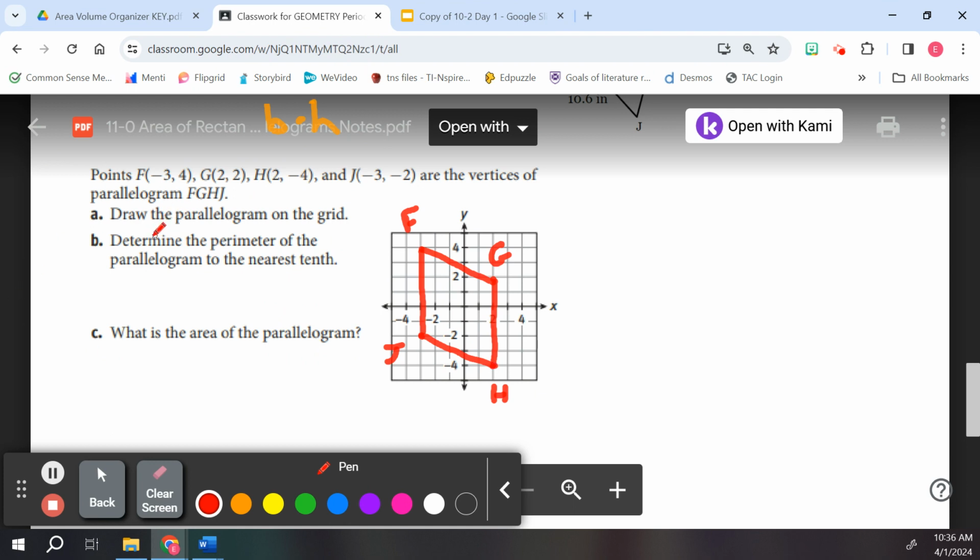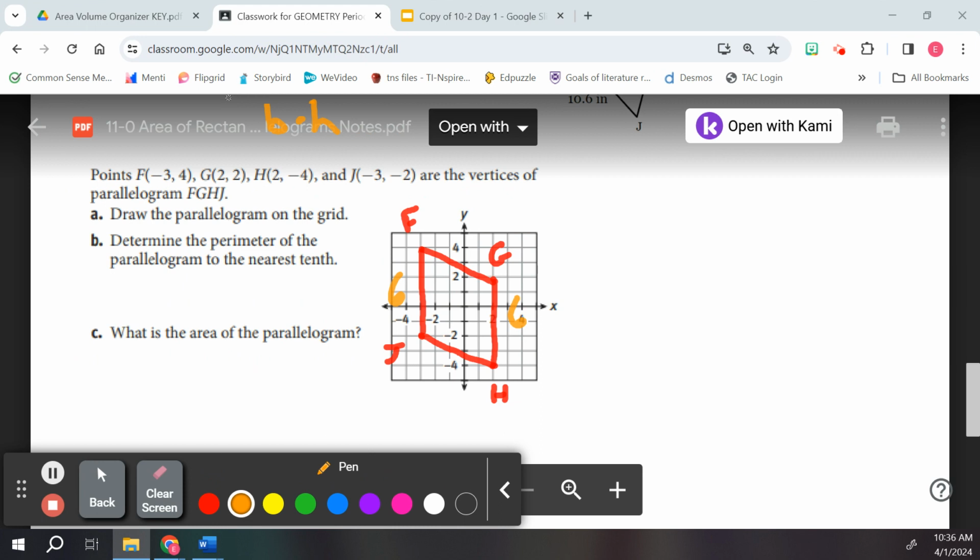So draw the parallelogram, determine the perimeter of the parallelogram to the nearest tenth. Okay, you have some options here. This is easy. We can count this. 1, 2, 3, 4, 5, 6. Okay, so we know this is 6 and we know this is 6. Your options are the following. You can apply the distance formula here. That's one option.